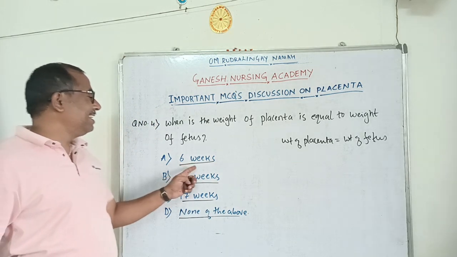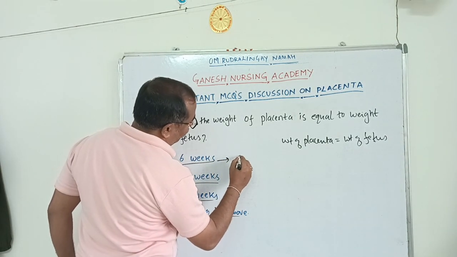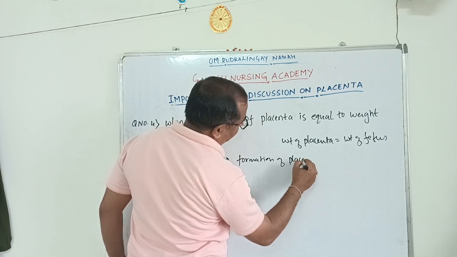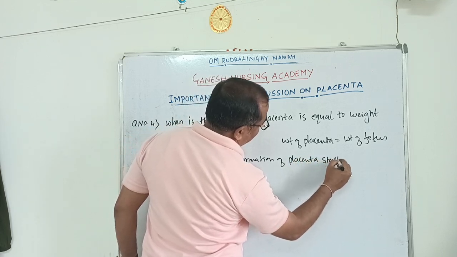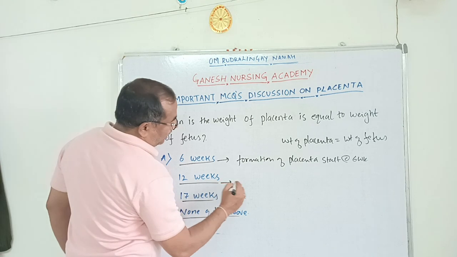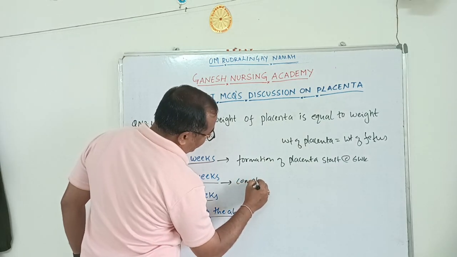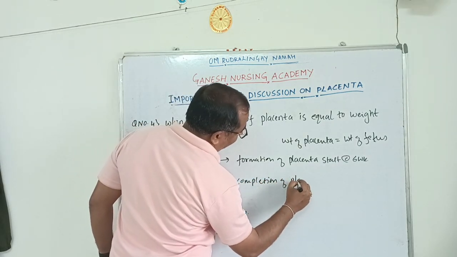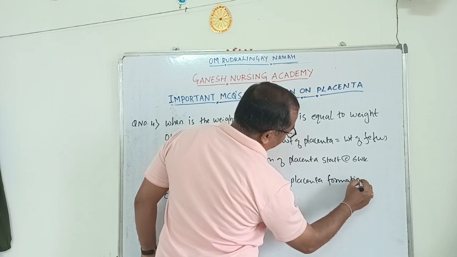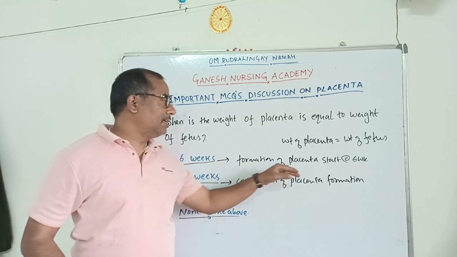At 6 weeks the placenta starts forming. So 6 weeks is not a correct answer here, because at 6 weeks the formation of the placenta starts. Now at 12 weeks, it is a phase where the complete formation of the placenta takes place. So at 12 weeks, the placenta is completely formed. At 6 weeks of pregnancy, the placenta will start forming.